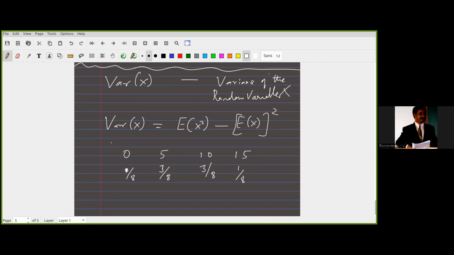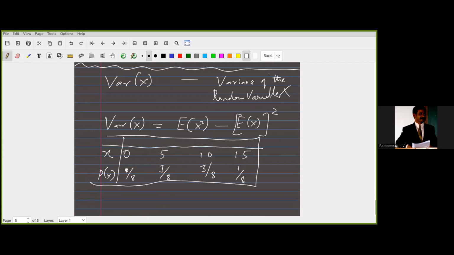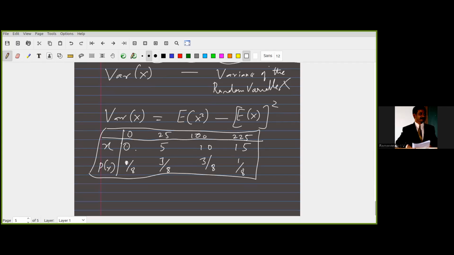So now this is your x, this is your p of x. Now you also do x square. I'll rather put it on the top row. You do it like this. 0 square is 0, 5 square is 25, 10 square is 100, 15 square is 225. So rather than taking this into this, you now take this guy into the probability, this guy into the probability, this guy into the probability, this guy into the probability.